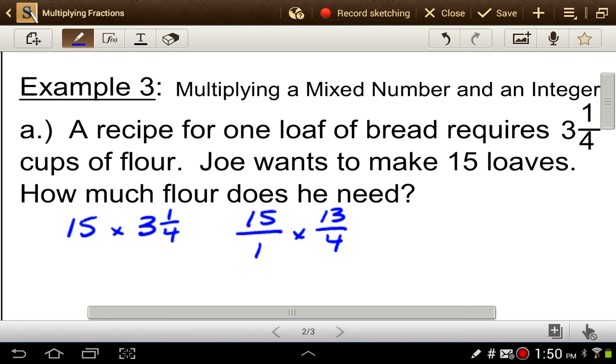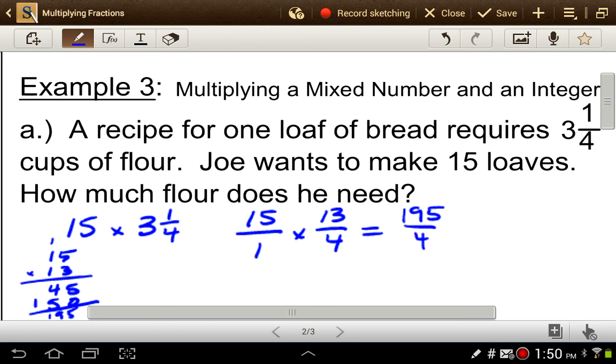I cannot cross-cancel, so I'm going to have to multiply these out. 13 times 15, well, if you can't do that in your head, then you just do it out the long way. You're going to get 195. But here you go, you do 15 times 13. That is 5, carry your 1, that's 3, that's 4. Then I put a 0 here, that's 5, and that's 1, and you get 195. You can barely see that there, but there it is. So you get 195 over 4.